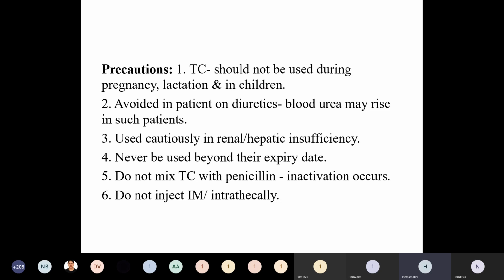Never use tetracyclines beyond their expiry date; they may lead to Fanconi syndrome. And do not mix tetracycline with penicillins in the same syringe, as it will lead to inactivation of the drugs. And do not inject tetracycline intramuscularly or intrathecally.